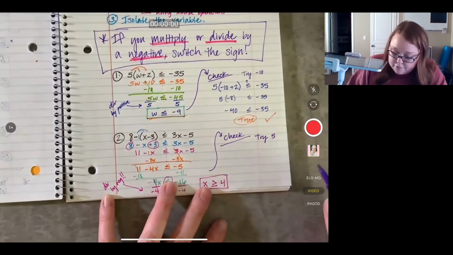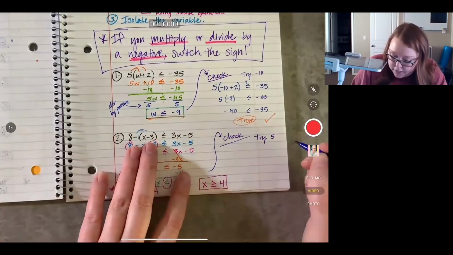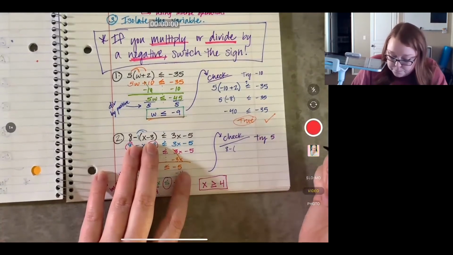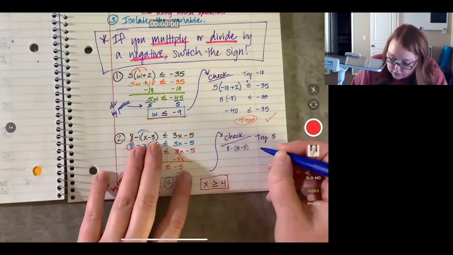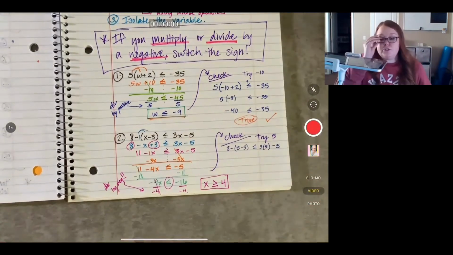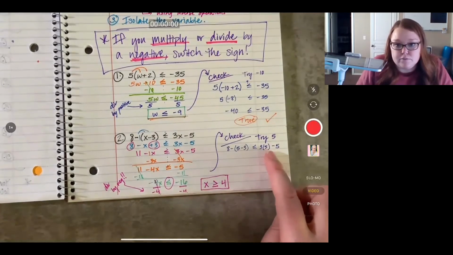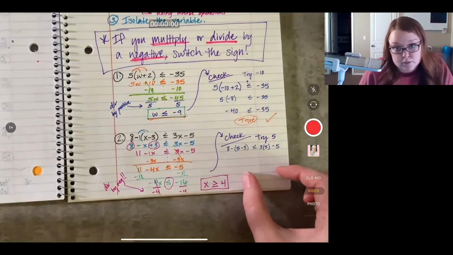But if we were to try 5, we're going to rewrite this, but plug in a 5 for the x's. So we would have 8 minus parentheses, 5 minus 3 parentheses, less than or equal to 3 times 5 minus 5. You are going to simplify this left side, simplify this right side, and see if you come out with a true or false statement.